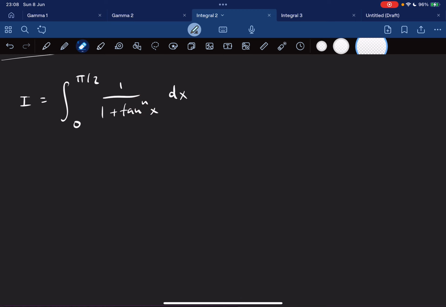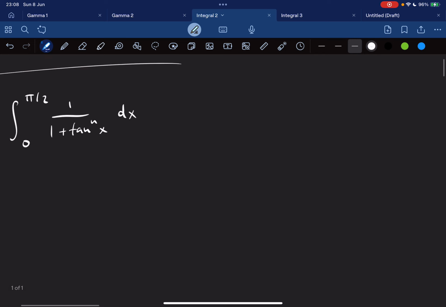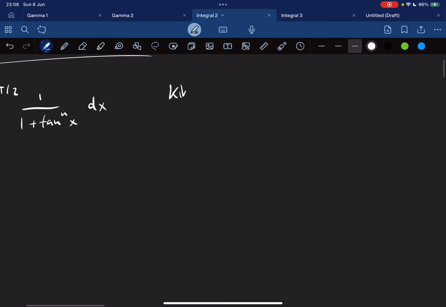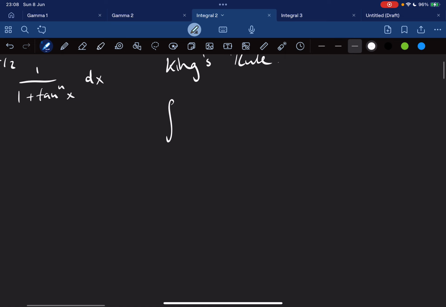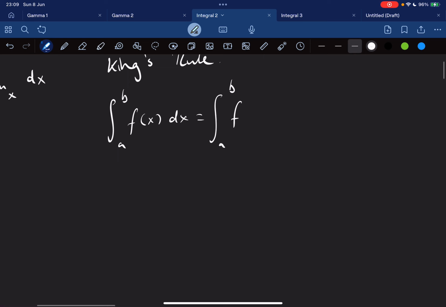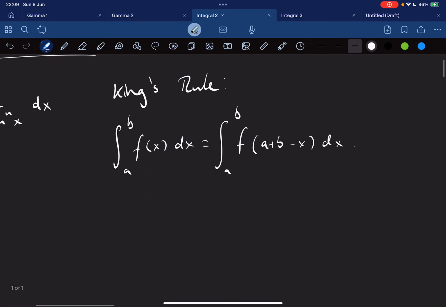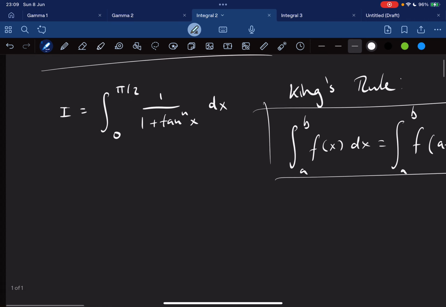So we're going to use a tool called King's rule, or a reflection substitution. I'll write it over here. It says that the integral between a and b of some function is the same as the integral between a and b of the function at a plus b minus x, dx. So that's a pretty useful result. Let's give that a go.